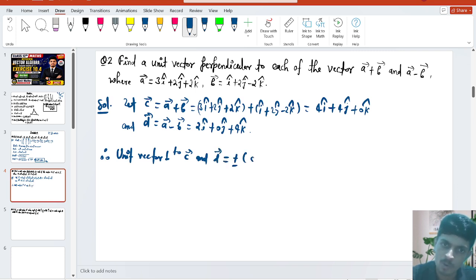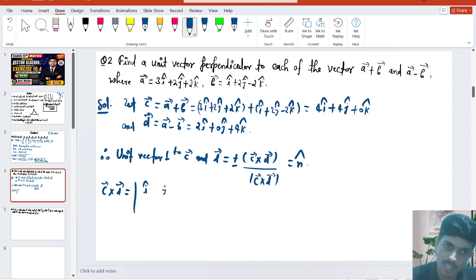Plus minus of vector C cross vector D upon modulus of C cross D. So in order to find this n cap, let us solve for C cross D and its modulus. Writing here I cap, J cap, K cap, and taking the components of vector C: 4, 4, 0. And the components of vector D: 2, 0, 4. Simplified, the sign pattern is plus, minus, plus.